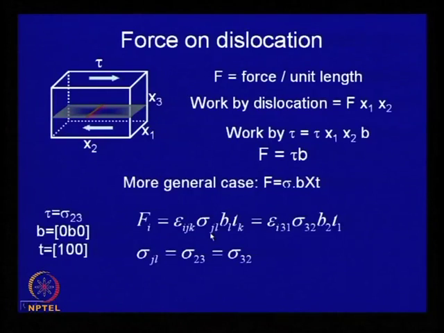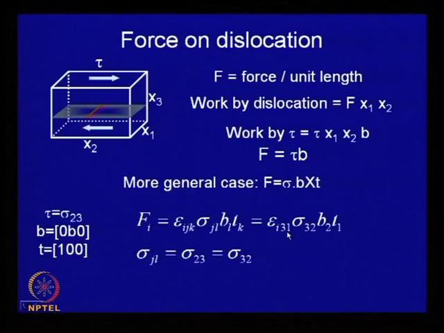j. Now, j here, for this sigma you see only 2 3 is existing. If 2 3 is there, sigma 3 2 is also there, because sigma 2 3 is equal to sigma 3 2. That means the stress tensor is symmetric. So, in this expression, this is 3 2. Then the only unknown suffix is i. What can be the value of i? The only number which is left is 2.